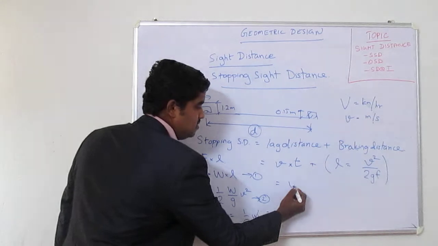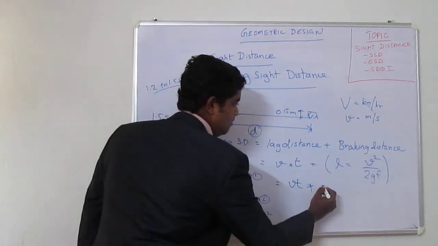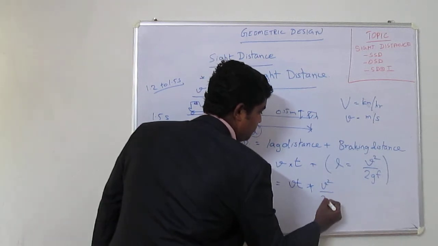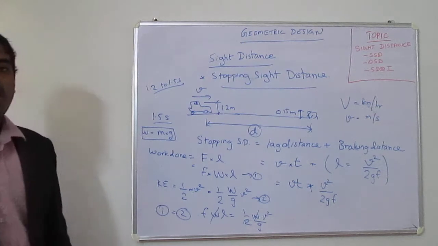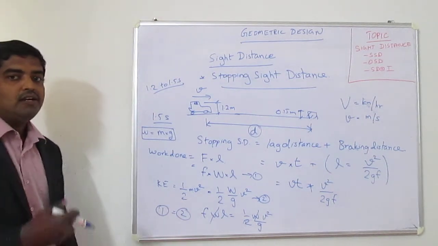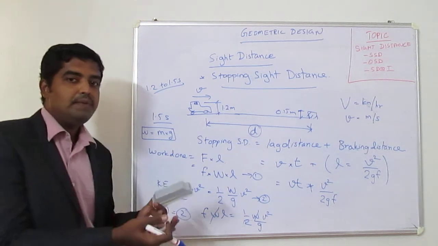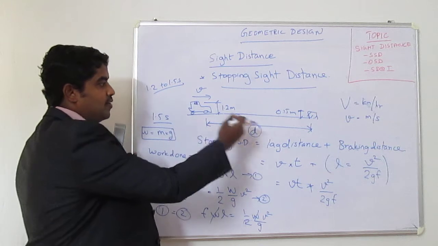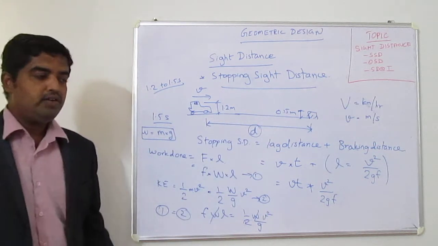So the formula becomes vt plus v square by 2gf. So this is the stopping sight distance, the distance required for the vehicle to come to a halt on seeing the object. So this is the sight distance or the stopping sight distance, where the distance required from the vehicle to the obstruction to stop is vt plus v square by 2gf.